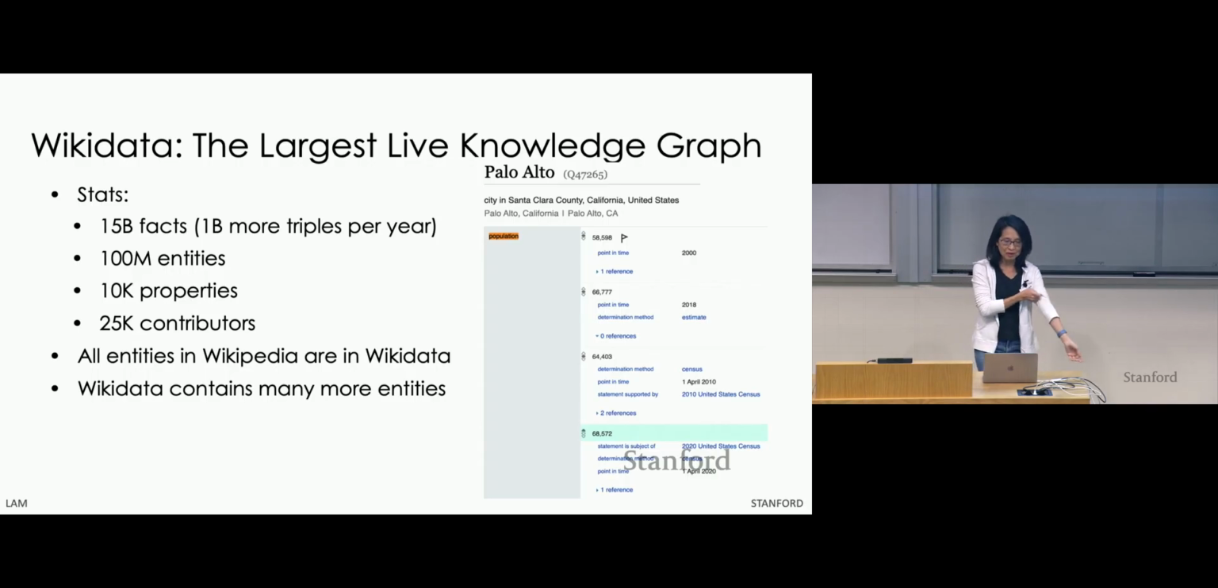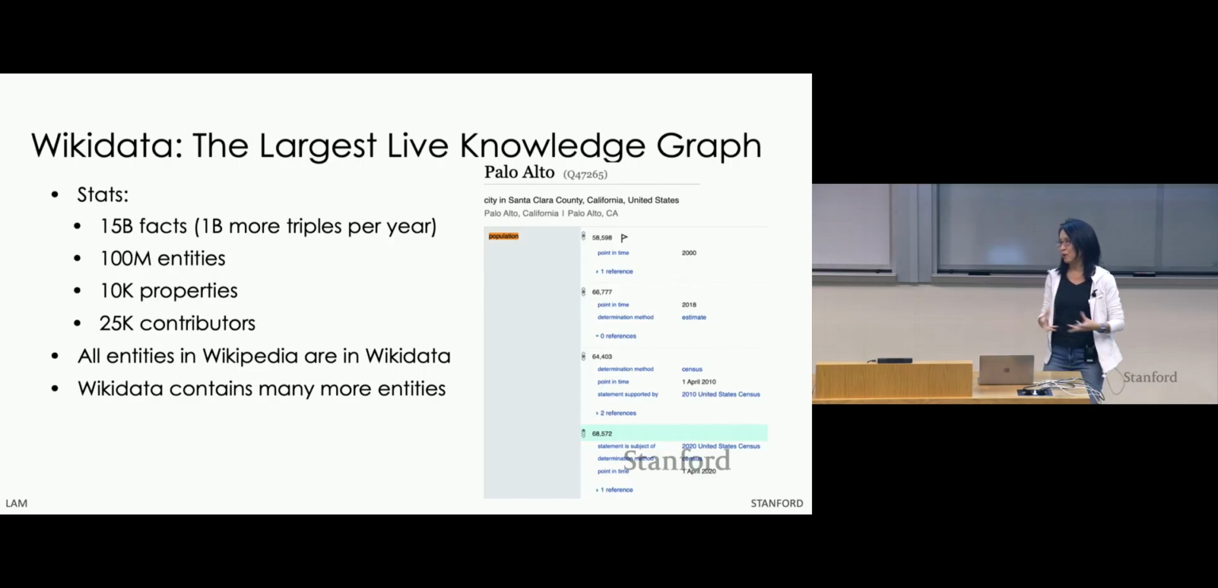So what we're going to talk about is Wikidata. It is the largest live knowledge graph. It's live because it is still growing. It currently has 15 billion facts. Okay, that's a large number. And it is growing by 1 billion triples, 1 billion sets of facts per year. Over 100 million entities, 10,000 properties, 25,000 contributors. And all kinds of information in all kinds of languages are connected to this.